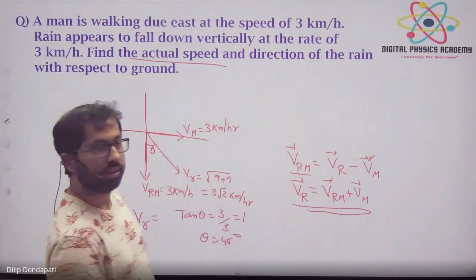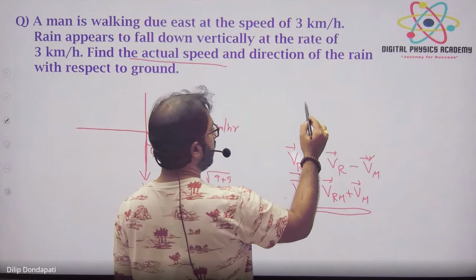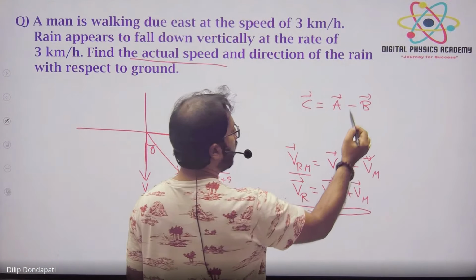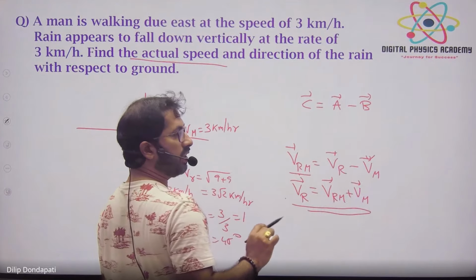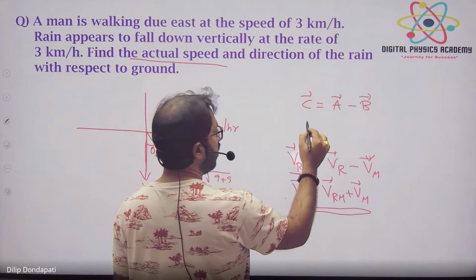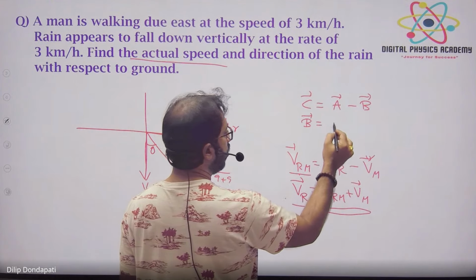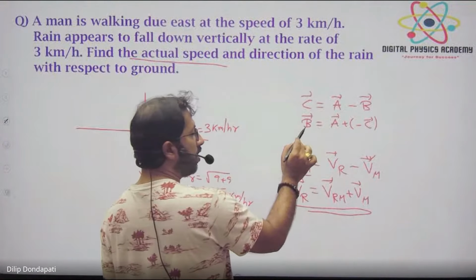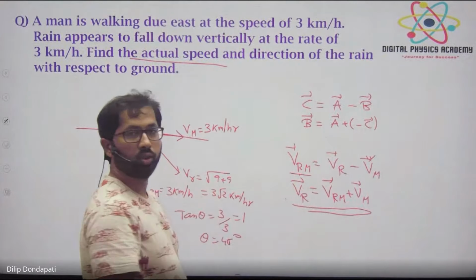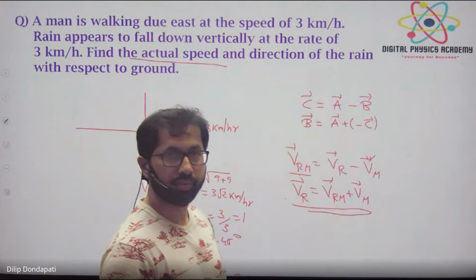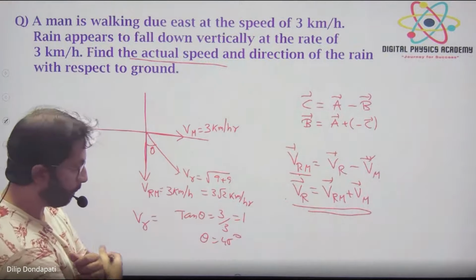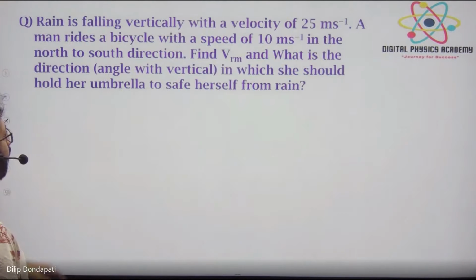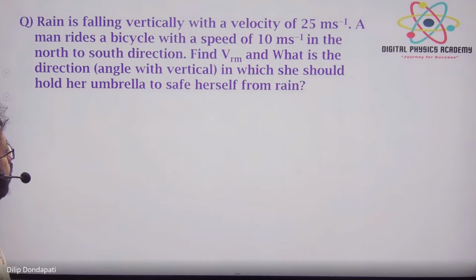Somewhere C vector is equal to A vector minus B vector, right? Now here resultant is C. Now I'm interchanging. B vector is equal to A vector plus minus C vector. Matlab now B is the resultant of what? A and minus C. So it can change based on the diagram. समझ रहा है? Now try करो. Without help करो.